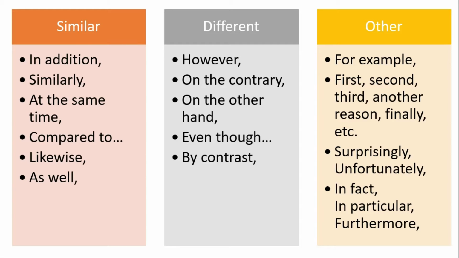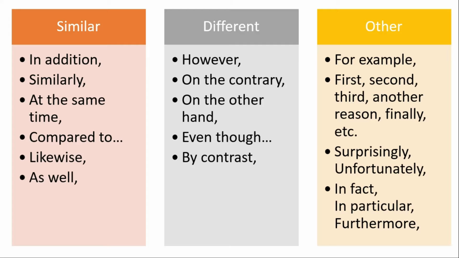I did mention transition words, and I just want to remind you that the transition words that you use for the differences paragraph are not going to be the same as the ones you would use for the similarities paragraph. In the differences paragraph, you're going to use words like however, on the contrary, on the other hand, even though, by contrast. Those are transition words that emphasize the differences.